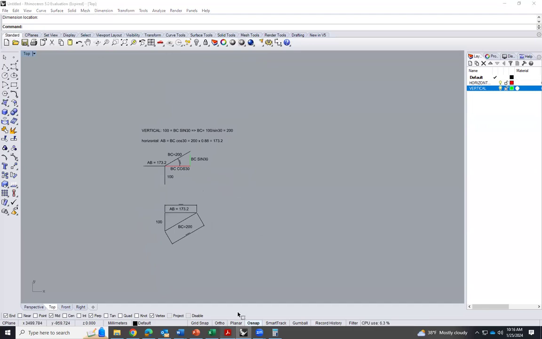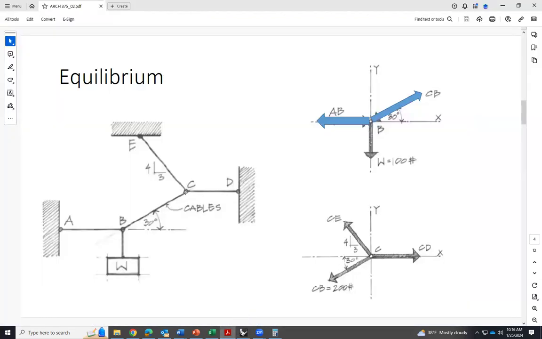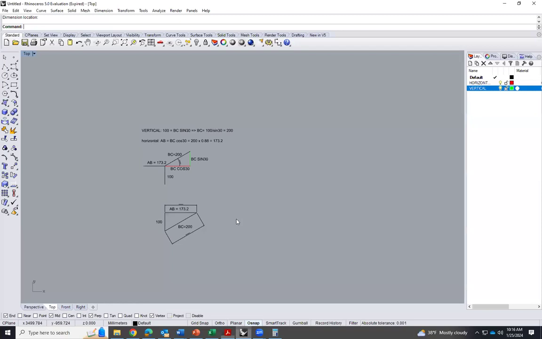What's next? We have the following point is this one. Okay, so at this point we have BC. We know BC now, and we have to calculate CD and CE. And we have this angle here. It's 3 horizontal, 4 vertical. Okay, let's do this.